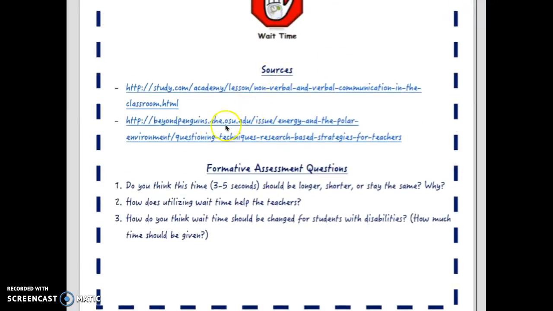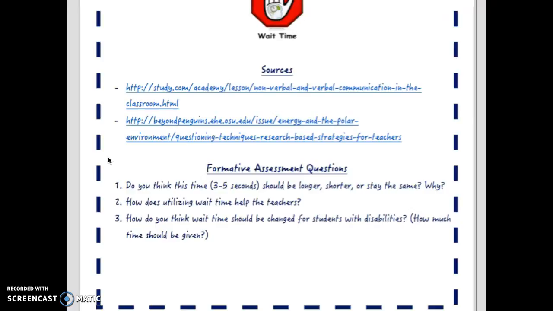These are my sources. And the 3 formative assessment questions that I have for you all: Question 1 is, do you think the 3 to 5 seconds of wait time should be longer or shorter, or do you think it should stay the same, just stay at 3 to 5 seconds? And why do you think that?